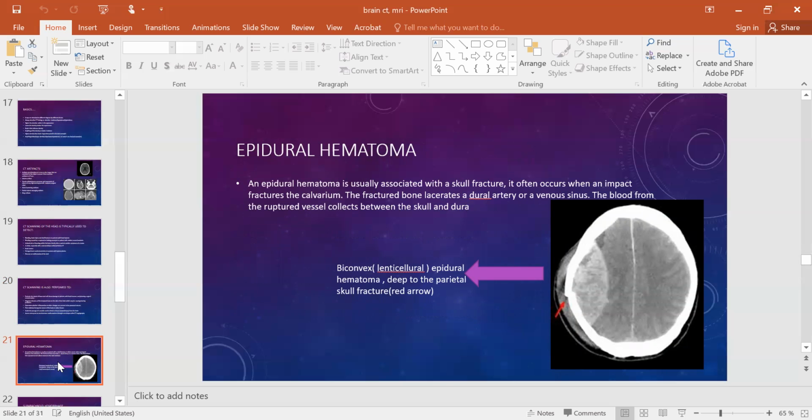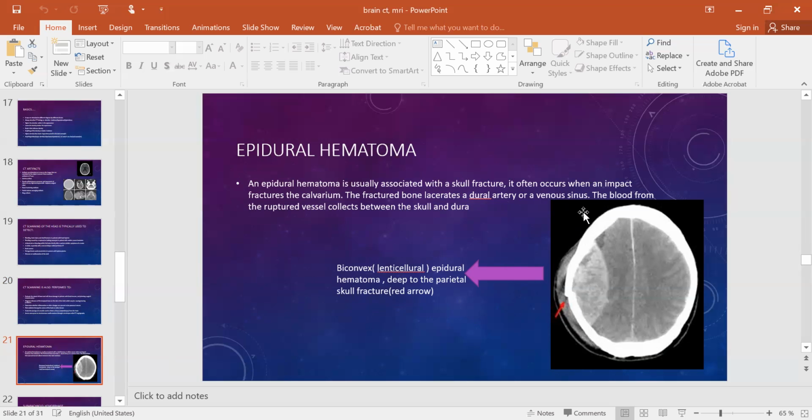And we have some cases here, examples. For example, first is epidural hematoma, and epidural hematoma is usually associated with a skull fracture and often occurs when an impact fractures the calvarium and the fractured bone lacerates a dural artery or venous sinus. And the blood from this ruptured vessel collects between the skull and the dura.